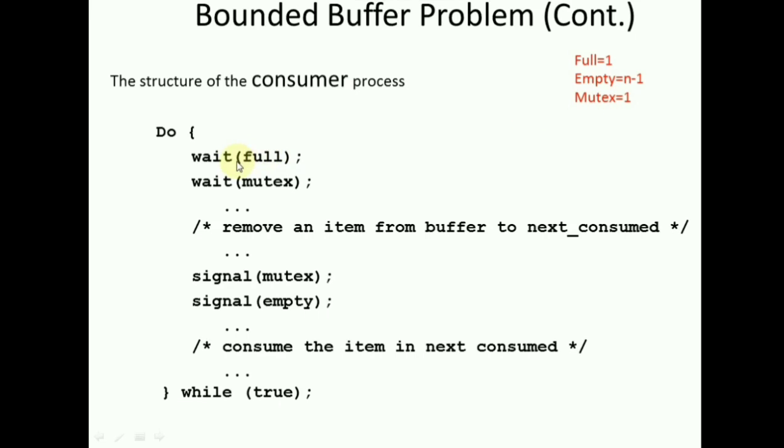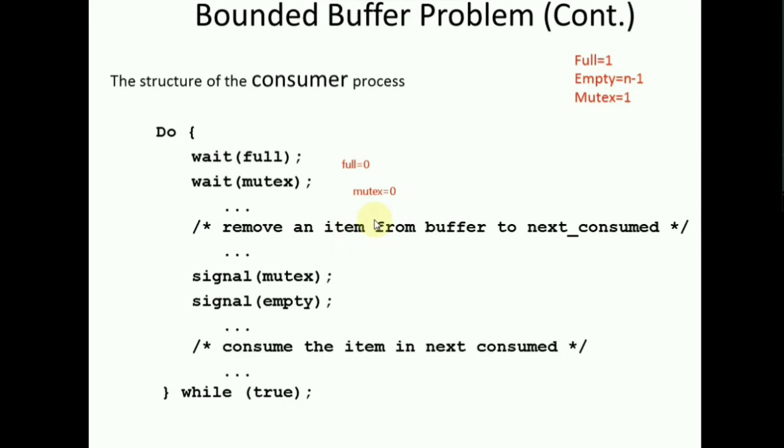When the consumer process starts to use the buffer, it first calls wait on full so that the item that is produced shall be consumed by the consumer. Now the value of full again becomes 0. Now again it takes the mutex, making the mutex 0, indicating that no other process shall be allowed to act upon the buffer.